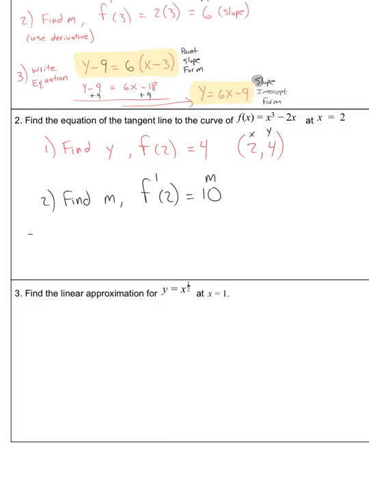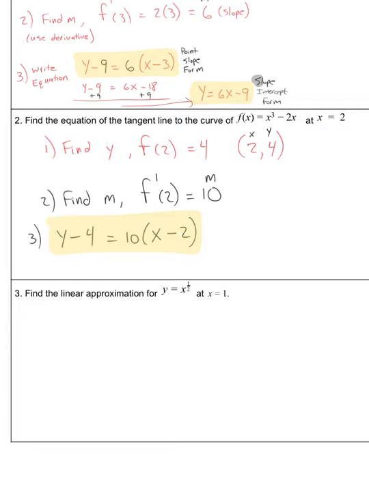Third step, we write the equation in point slope form. Y minus the y coordinate, which is 4, is equal to my slope, 10, parentheses, x minus, and then I plug in my x, 2. Okay, that is my equation in point slope form. And that's as far as you need to go.